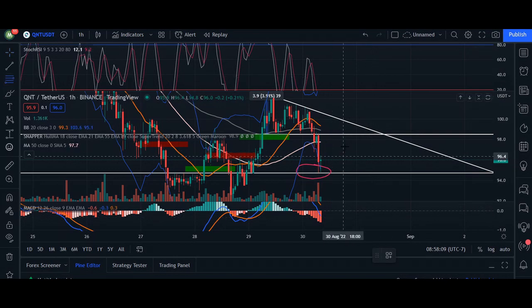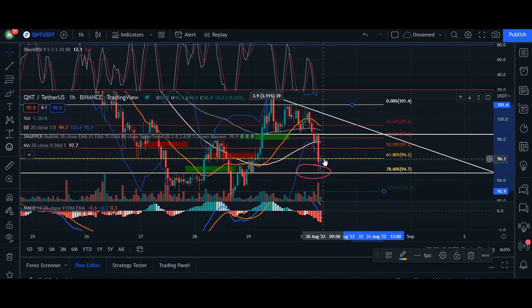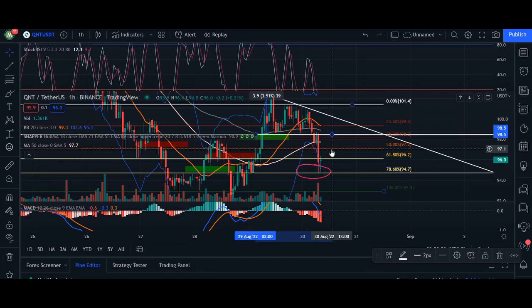If we were to do a fib line to see some retracement levels, we can pull it up here, and we're capped at the 61%. Again, we need to open and close above the 61% if we want to go for our next targeted resistance here of $98.50. So that is my video here for Quant.